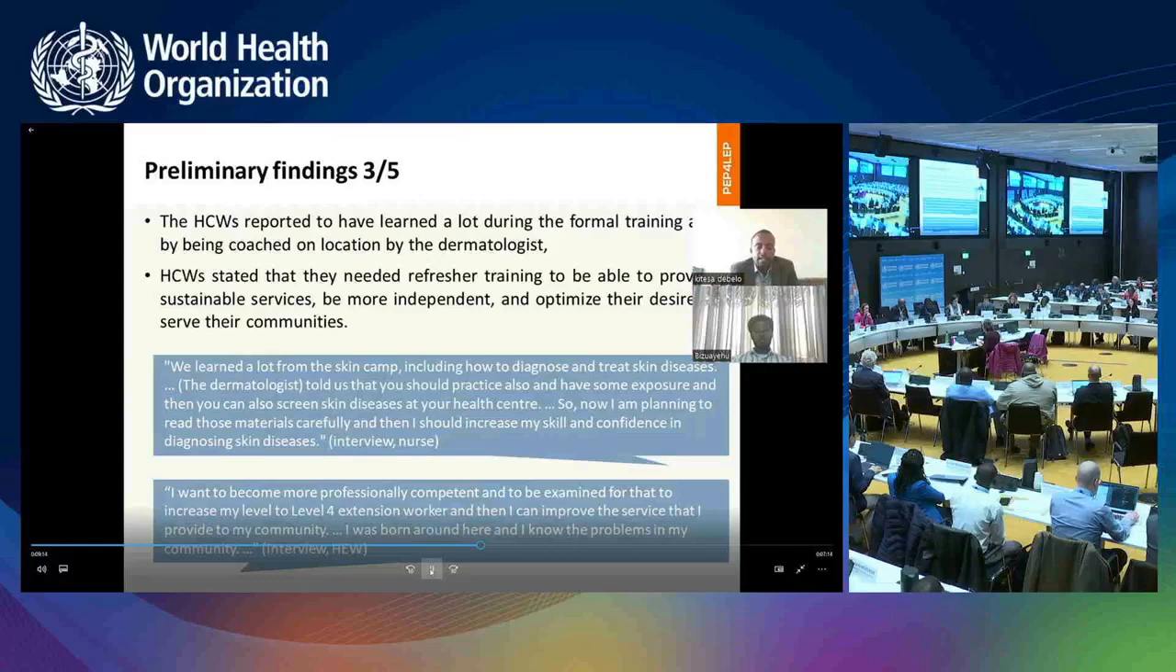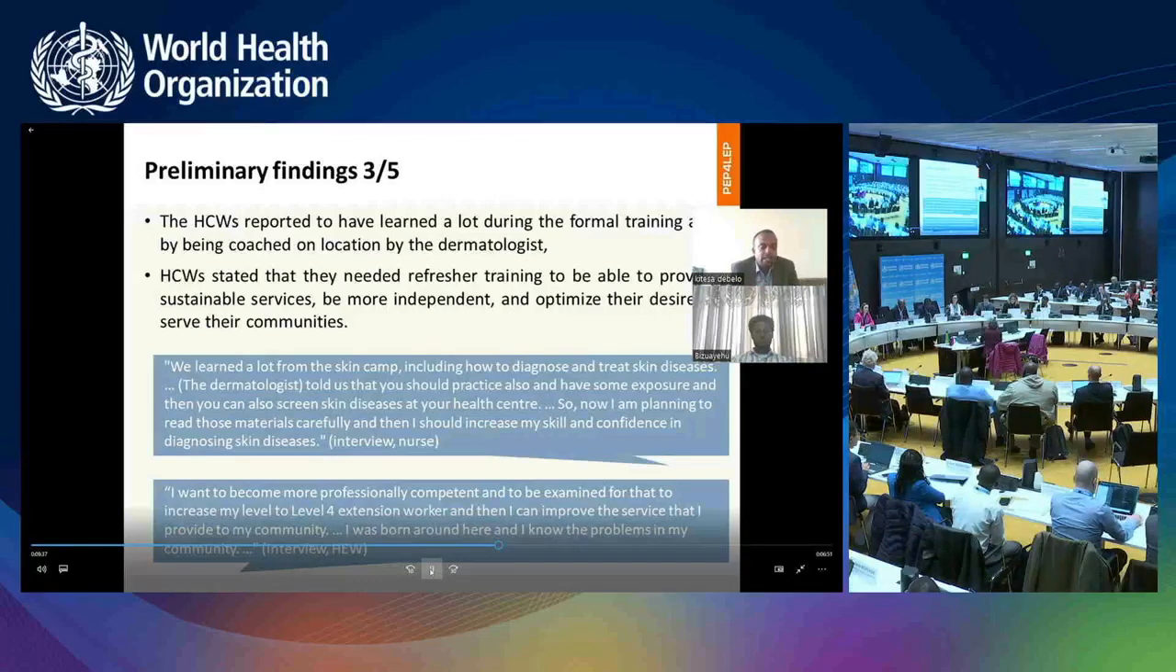Here the nurse is mentioning that now he is preparing himself to read the necessary materials carefully, and then he should increase his skill and confidence in diagnosing and treating skin disease in his local health facility and in his own local community.